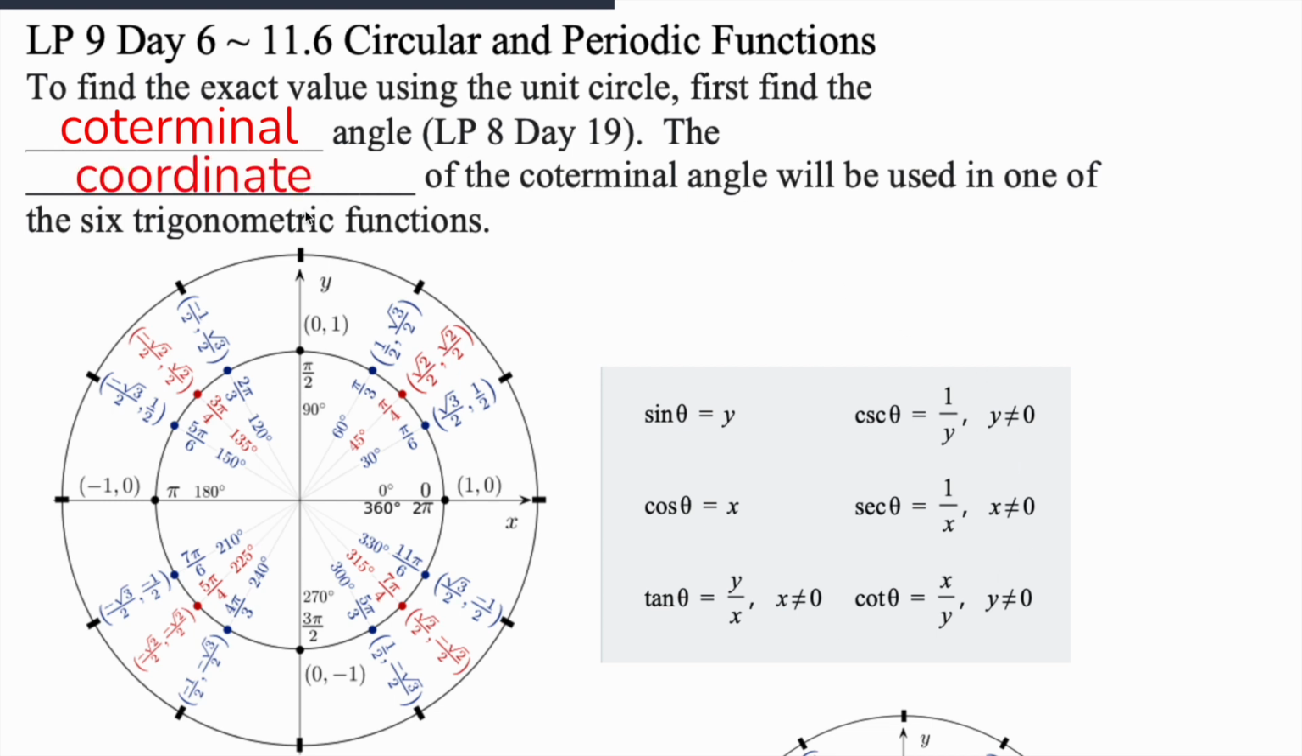So we're going to find the coordinate of the coterminal angle, and that will be used in one of the 6 trigonometric functions. So in the previous video, they gave us the coordinate, and now we're going to have to go find the coordinate. Okay.